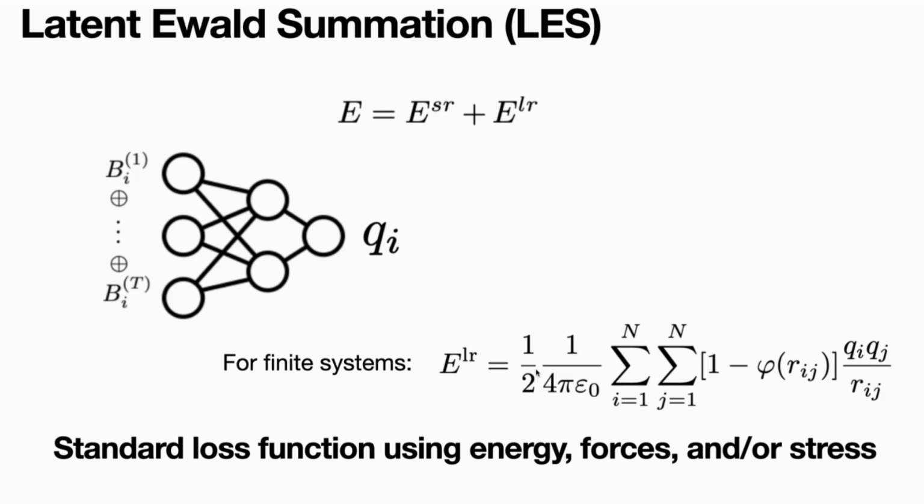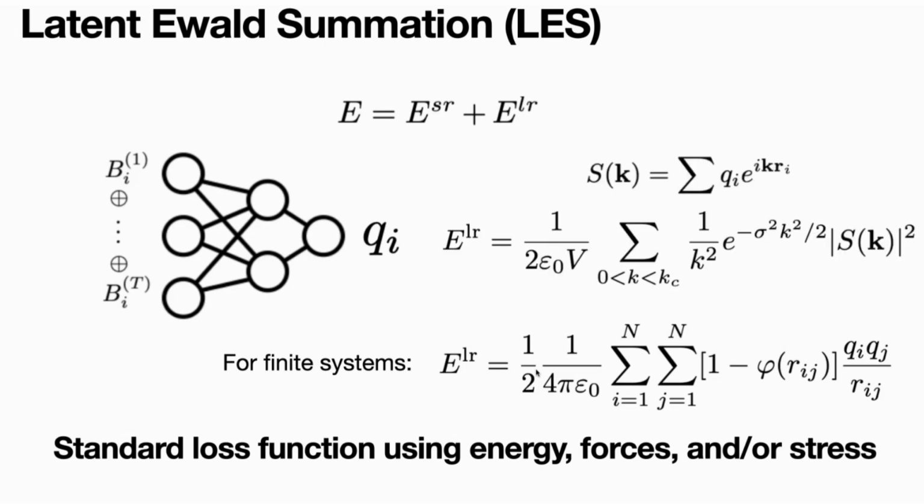And then for finite systems, we can use Ewald summation to get the long-range energy. Then we just add this long-range energy to the short-range total energy that the machine learning potential by itself can predict. And then that's our total energy.